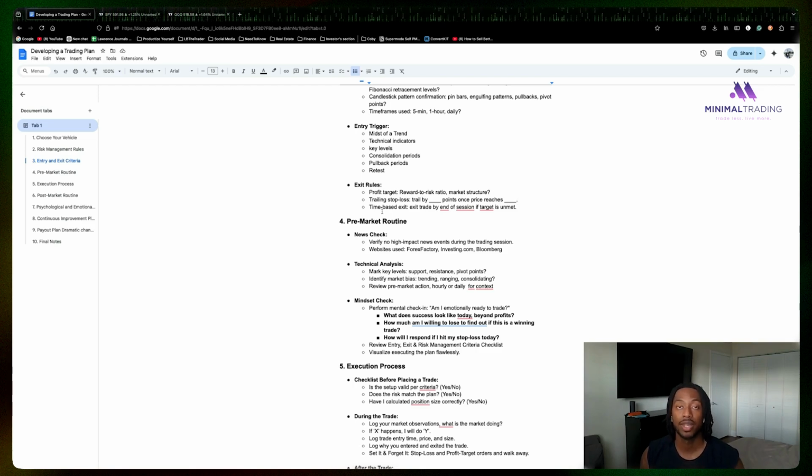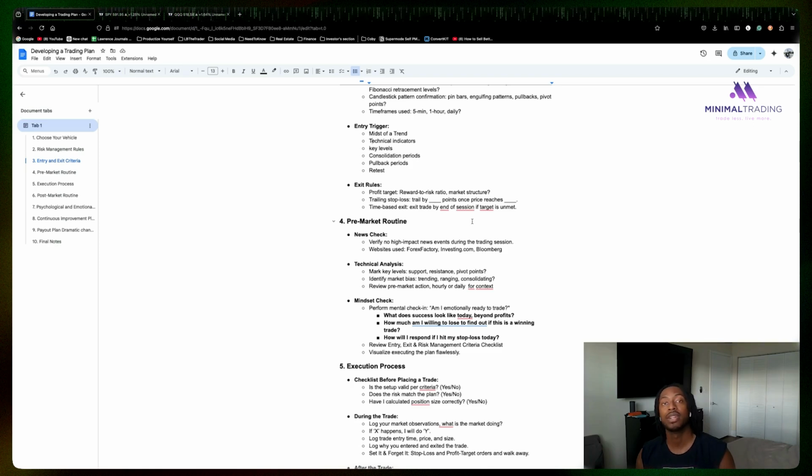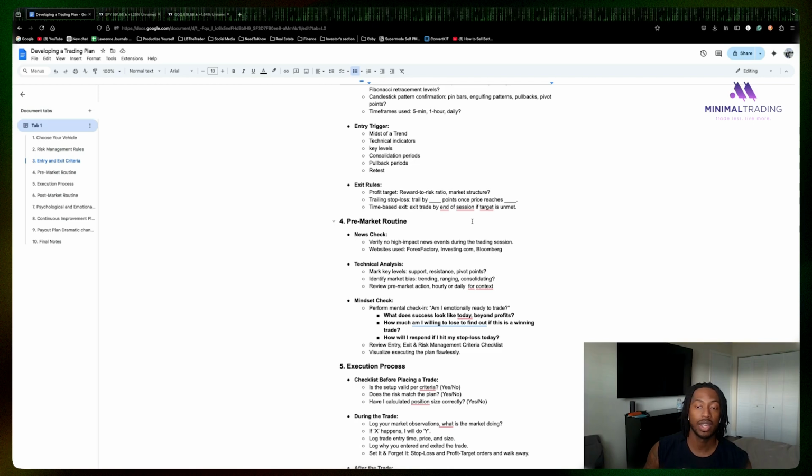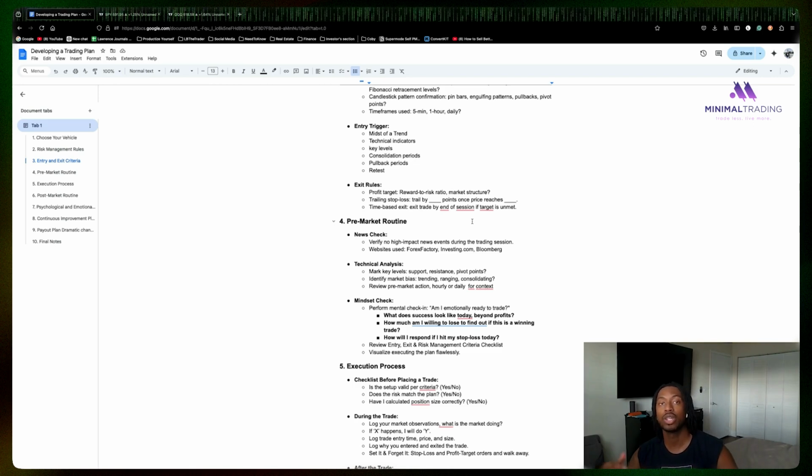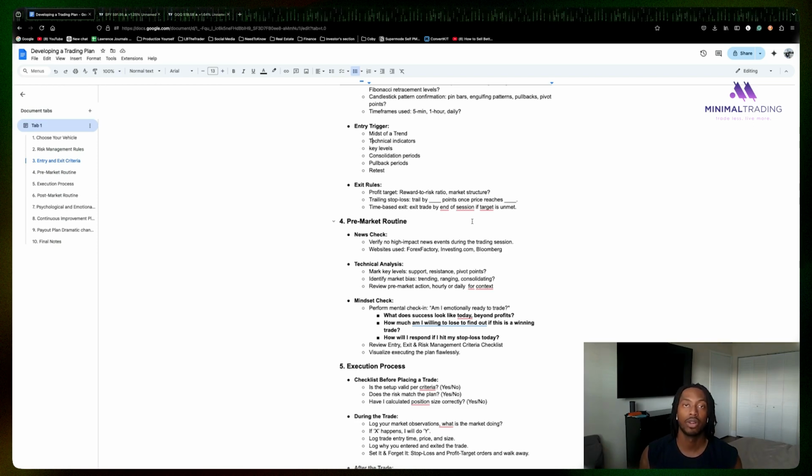Then some people do time-based exit. I've heard of this. So people normally exit a trade by end of a session if a target isn't met, or they'll stay in a trade for a certain amount of time, because if their profit target isn't normally hit by a certain time, or if price goes up in a certain direction for a certain amount of time, they might say, okay, it normally reverses around this time, I'm going to go ahead and get out. This is the high of this time period or whatever.